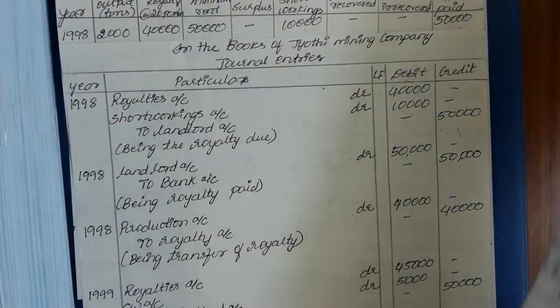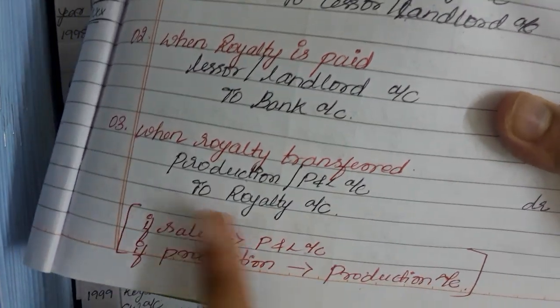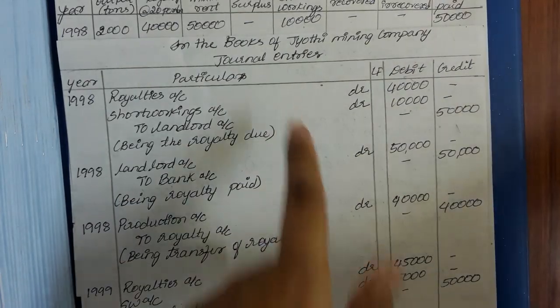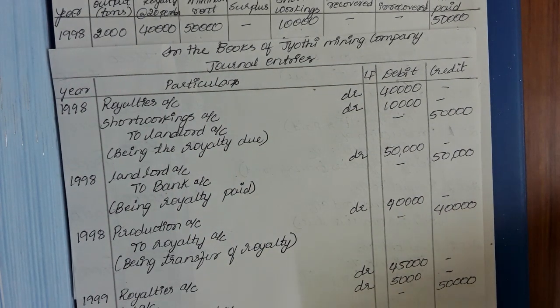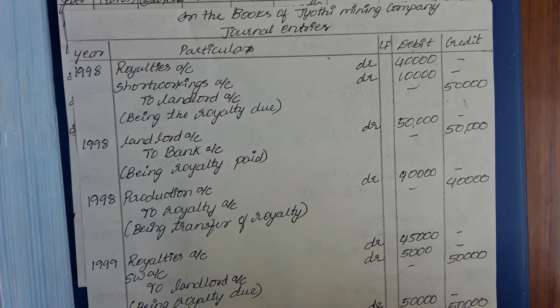So what is the royalty? And that is transfer of royalty, production or profit and loss account debit to royalty account. So here production account debit to royalty account, because in the question they have mentioned output, so we have taken production there. If the question mentions sales, we take profit or loss account. Done. So this one. So what is the next entry there? Fourth entry.